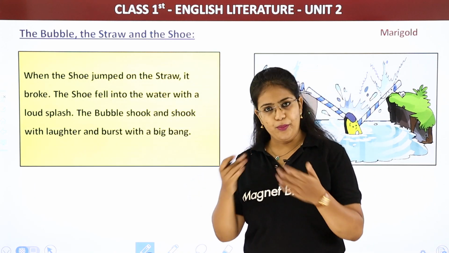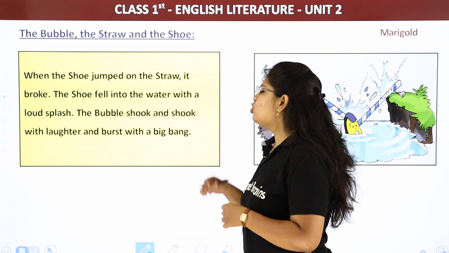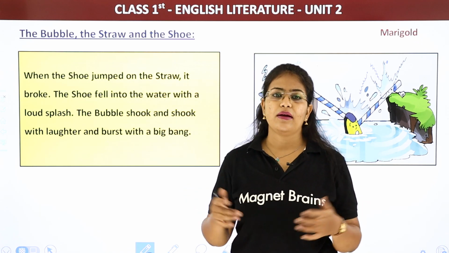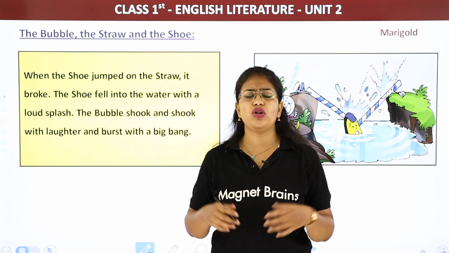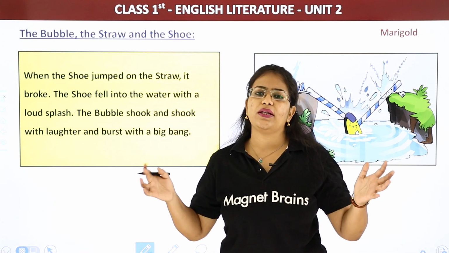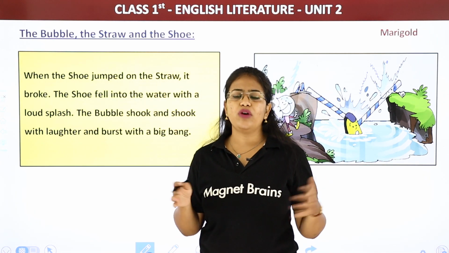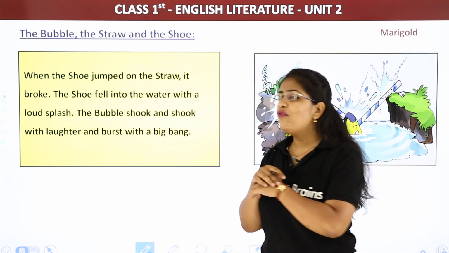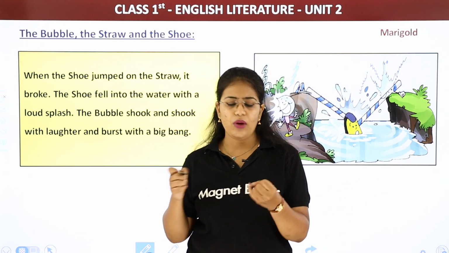The straw broke. The bubble shook and shook with laughter and burst with a big bang. And जो हमारा बबल है वो इतना हंसने लगता है, इतना जोर जोर से हंसता है कि वो फूट जाता है। बबल को बहुत ज़्यादा मूव करोगे तो वो बर्स्ट हो जाएगा ना। सो हमारे तीनों फ्रेंड्स को कुछ ना कुछ हो गया। क्या क्या हुआ?